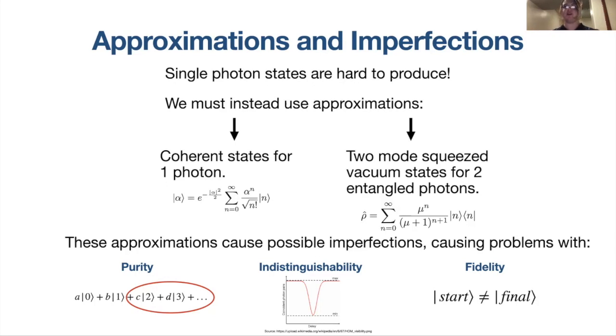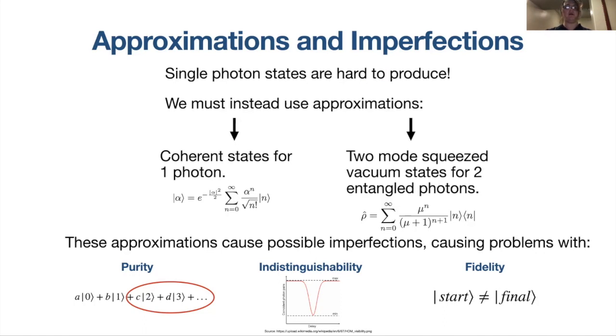One such approximation is known as the coherent state, which is the approximation for a single photon. Another is known as the two-mode squeezed vacuum state, which is an approximation of 2 single photons that are entangled, correlated in interesting ways. Now, these approximations cause imperfections, unfortunately.